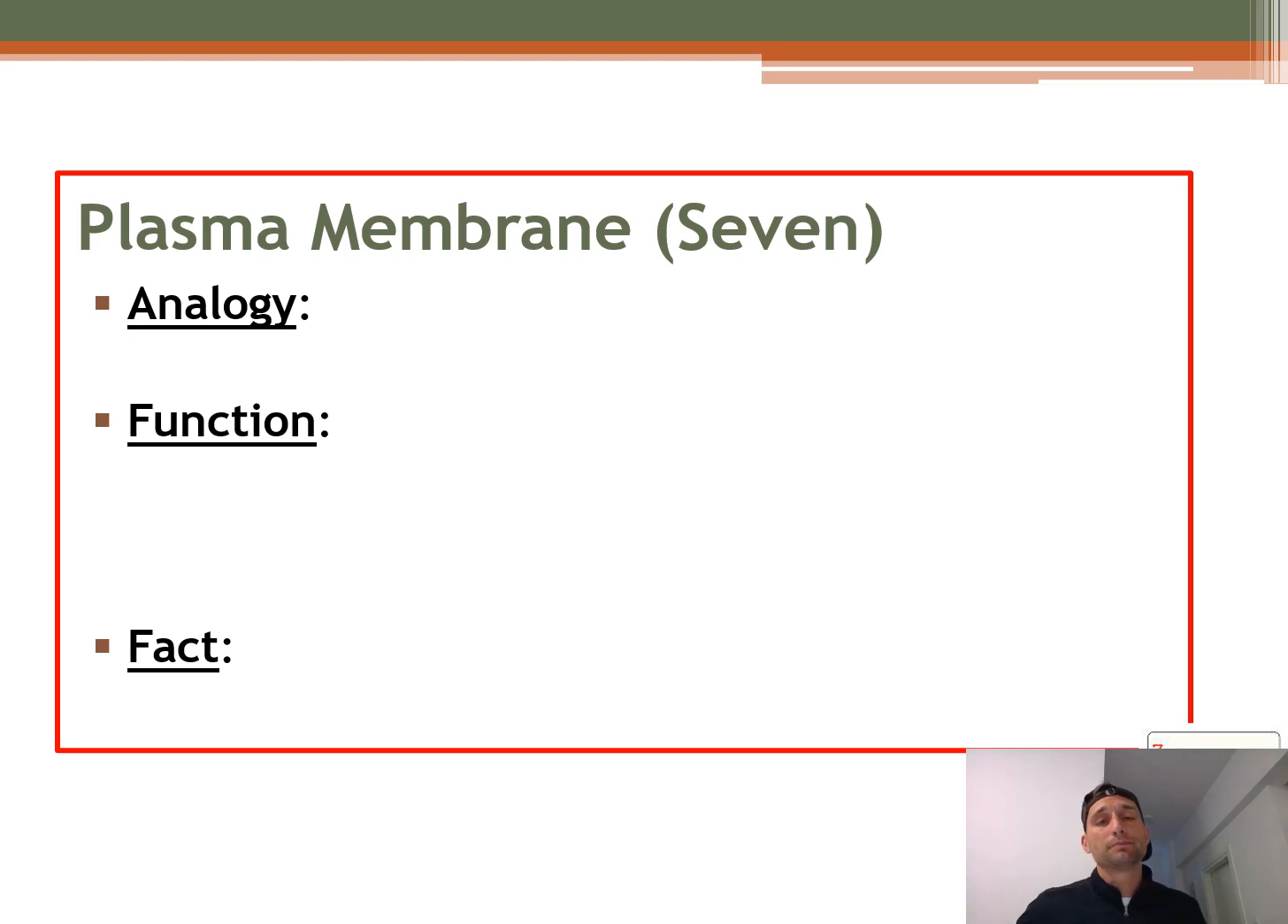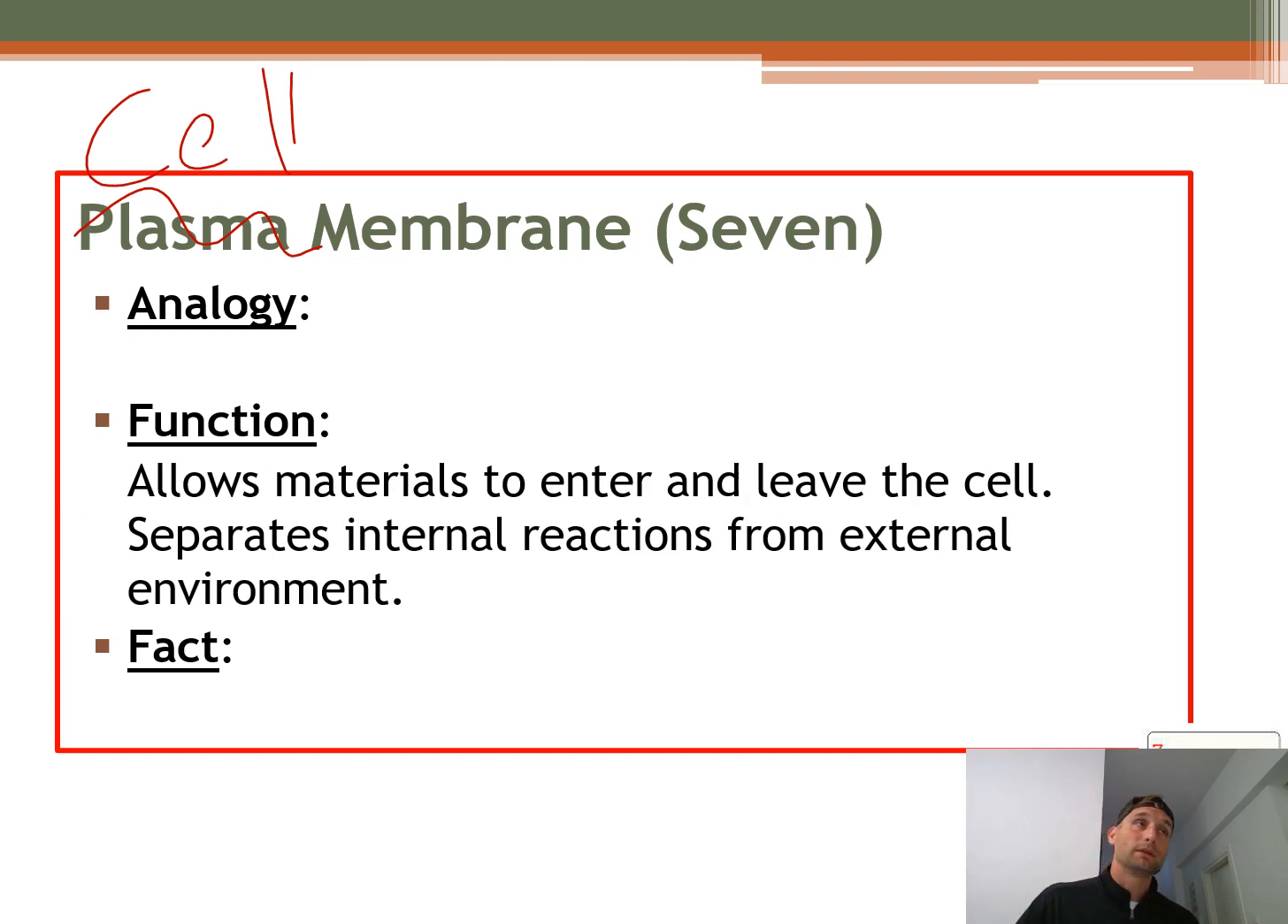Our next organelle is the plasma membrane or cell membrane. I'm actually going to change this because I think we typically try to use cell membrane more often. Plasma membrane is a good way to think about it, and we'll talk a little bit about why it's a plasma membrane in Unit 3, but for now we can just go with cell membrane. The cell membrane has a very important job, and like I mentioned earlier, it gets its own unit. It allows materials to enter and leave the cell. It also separates internal reactions, the metabolic reactions going on in the cells, from the external environment. It keeps the things out that need to stay out and the things in that need to stay in.